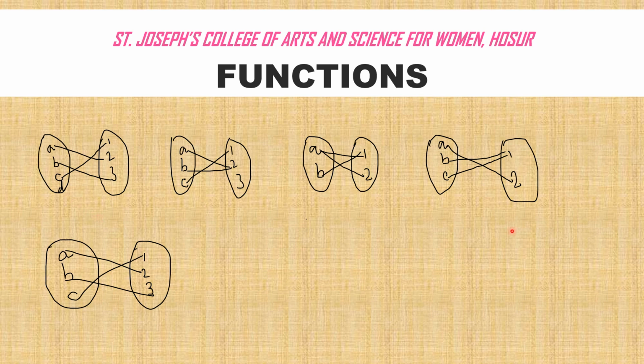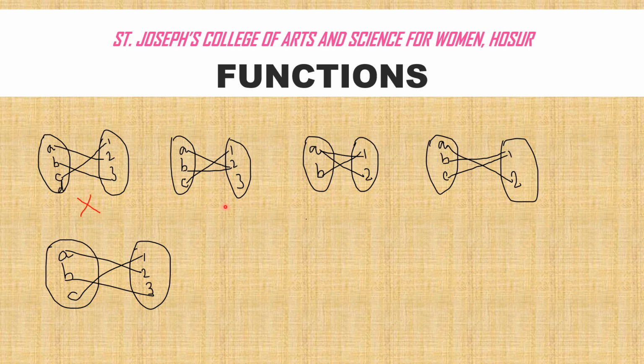So here I have given some examples of functions. The first one, look at here, four elements in the domain and three in the codomain, that is the range set. Here A is mapped to 2, B to 3, C to 1. So can we say this is a function? What is the definition of a function? All the elements in the domain should map to at least one element in the codomain. So A is mapped, B is mapped, C is mapped, but D is not in the mapping. Hence, we cannot say this is a function. So the first one is not a function.